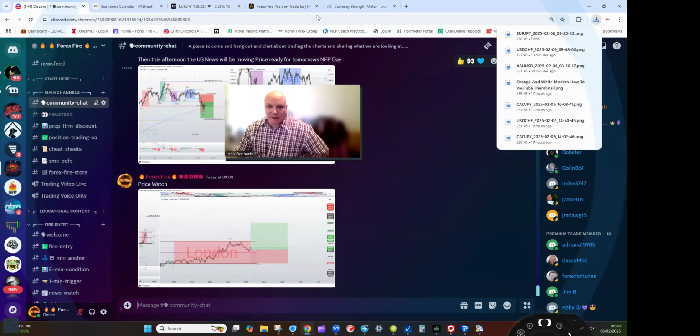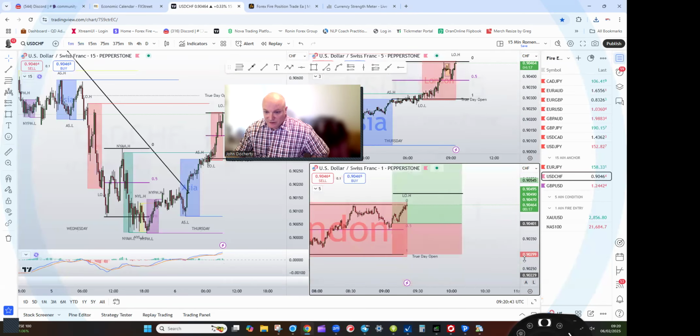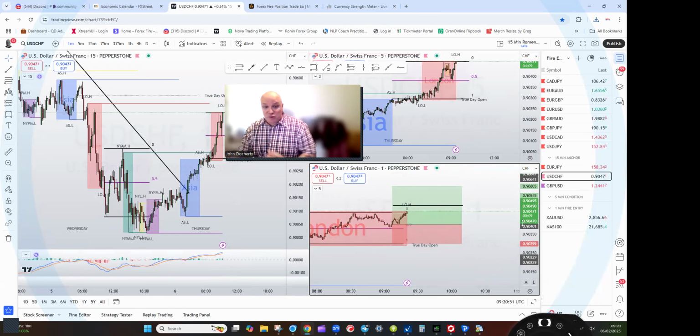So again, we've got an entry on the Euro JPY. We do have that entry on the USD Swiss franc. This is the one I'm really interested in, because like I say, I just had that light bulb moment on this at the moment. This is why I like to vlog, annotate, and test things. So far, it's in our favor. The currency strength is in our favor as well.